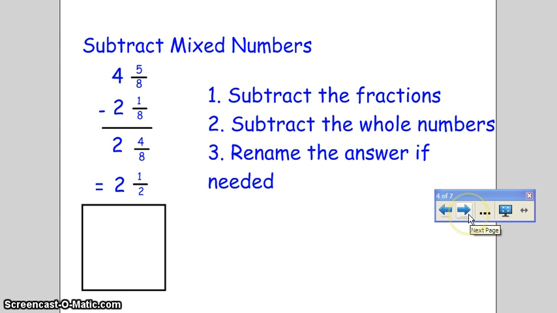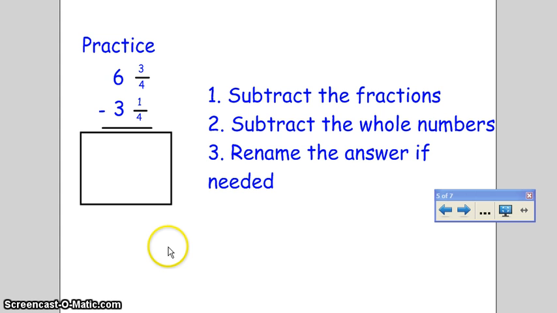I would like you to stop the video and write down these instructions, plus this example. After you are done, please restart the video. Now I would like you to write down this practice problem and solve it. Stop the video to solve it, and then start the video to check your answer.